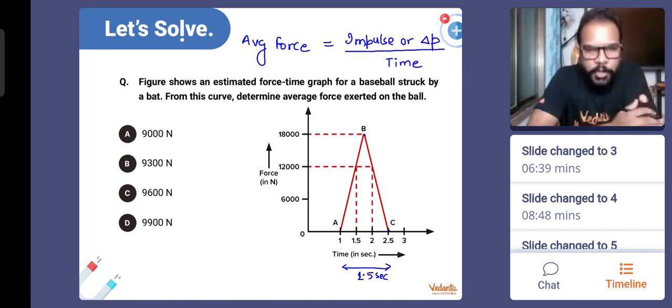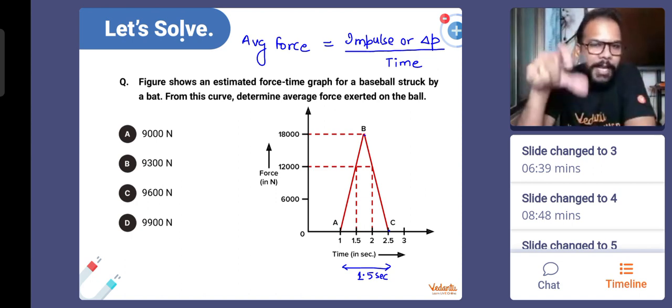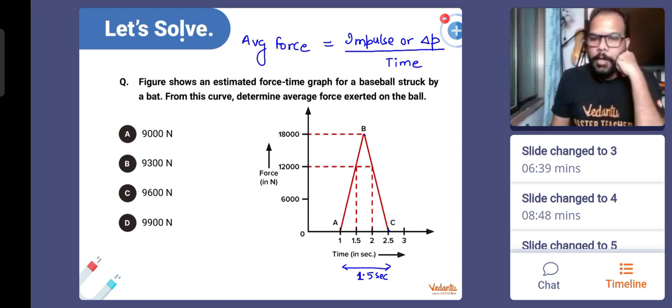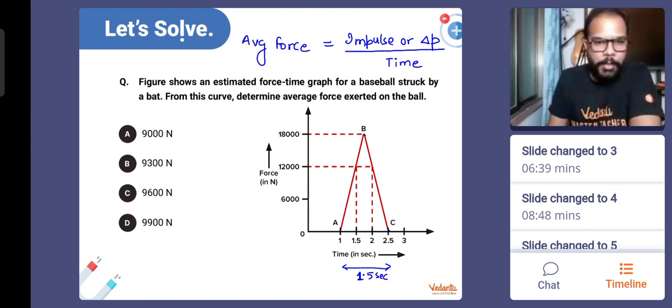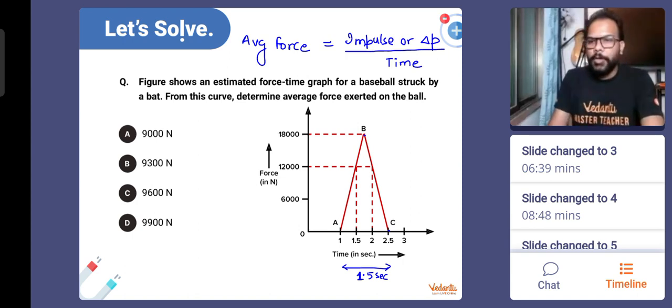Whatever be the duration of time for that matter, it doesn't matter. For this curve, we have to determine the average force exerted on the ball. You can see that the force is not constant. So we have to find out the average value of the force which is acting on the ball for this duration of 1.5 seconds. How will you always calculate the average force? It is basically the change in momentum upon the change in time. That gives you the average value. Total change in momentum upon total change in time is what you will find out. So how do I calculate this? If force and time graph is given, if I find out the area of this graph, what do I get?